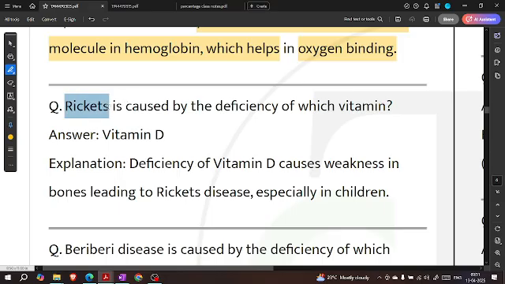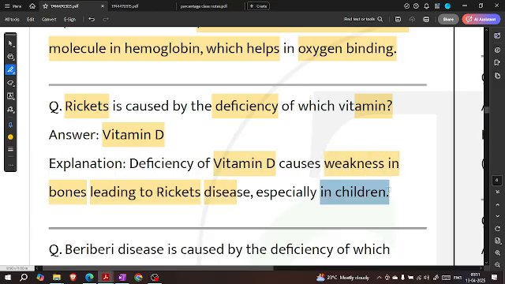Rickets is caused by deficiency of which vitamin? Vitamin D. Deficiency of vitamin D causes weakness in bones, leading to rickets disease, especially in children.